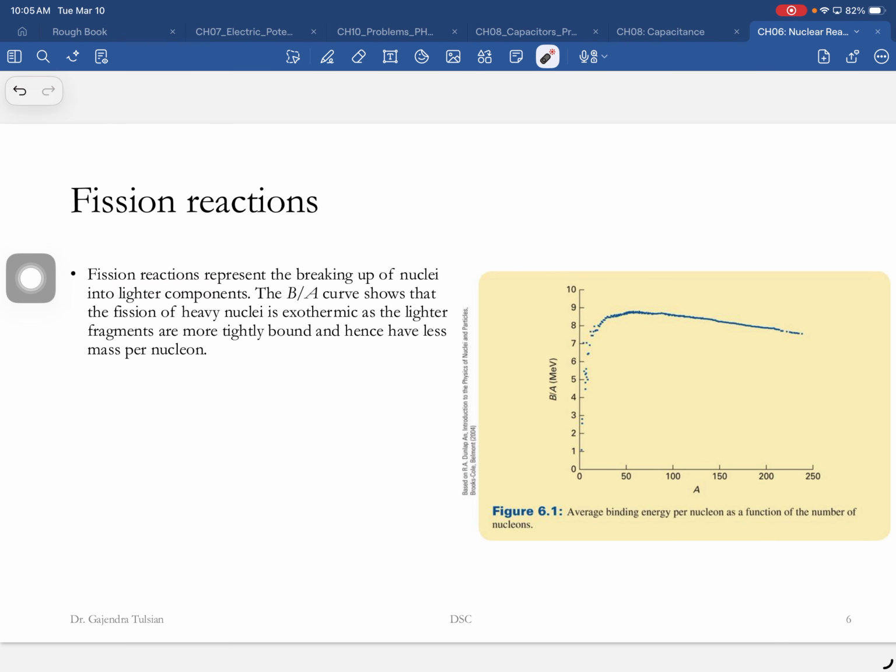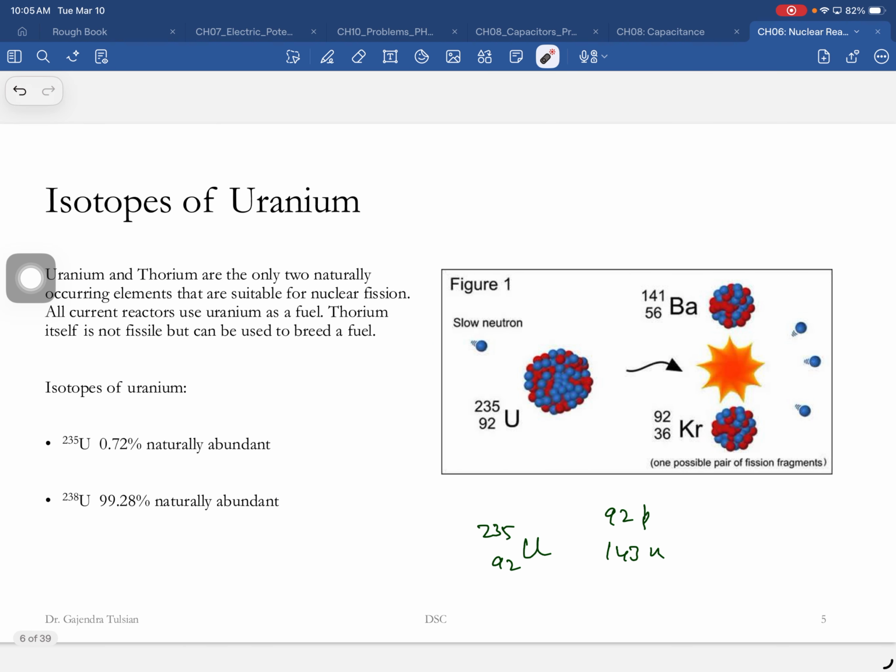Fission reactions represent the breakup of a nucleus into lighter components. Why is energy released? Because the products weigh less. These guys weigh less. Now, why do they weigh less? Because their bond is strong.